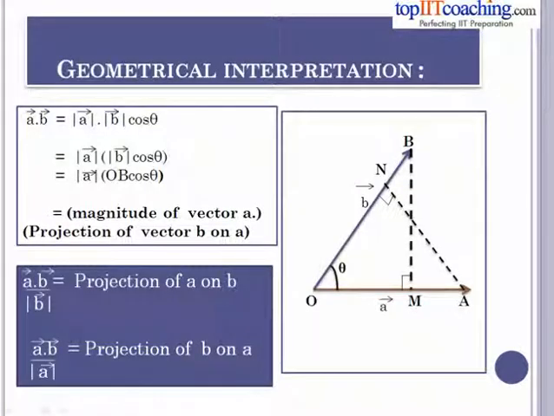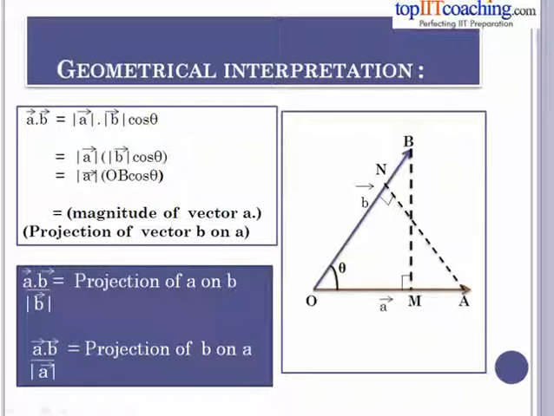Now let's try to understand the geometrical interpretation of dot product. Let us try to see this figure. This is O, this is P and this is A. Now let us say that OB is equal to vector B and OA is the vector A. Let theta be the angle between vector A and vector B. Now A dot B would be equal to modulus of vector A into modulus of vector B into cos of theta, or we can write it as modulus of vector A into modulus of vector B cos theta.